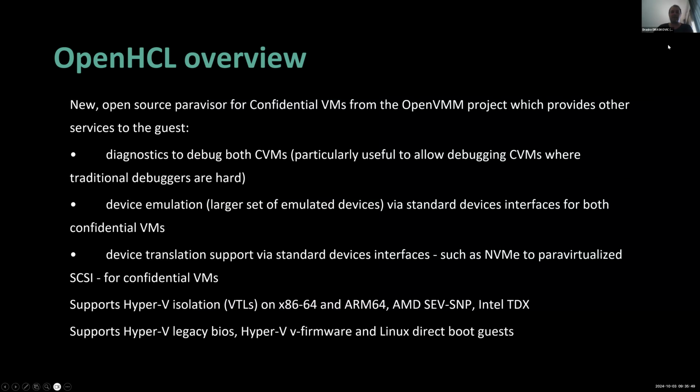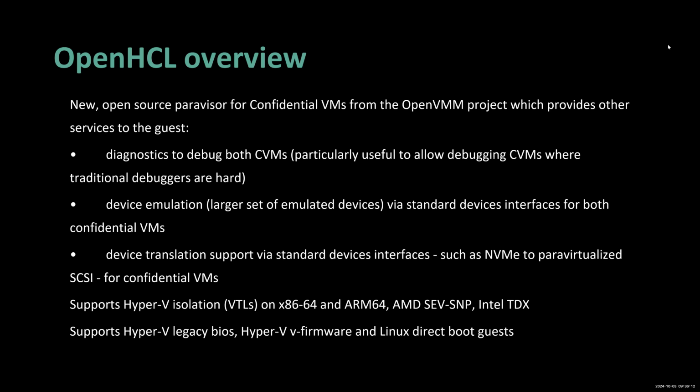Okay, great. OpenHCL is basically the next generation paravisor, and I'd like to clarify that it's going to be open source very, very soon. It's not today, but I'll be very excited to share the repo and all that with everyone here once it is. Again, very soon. I just can't say a specific date.